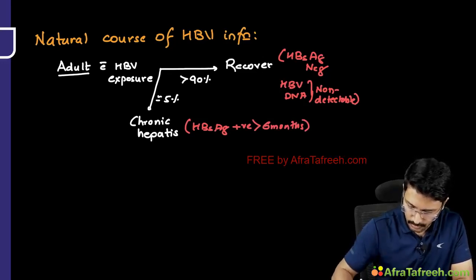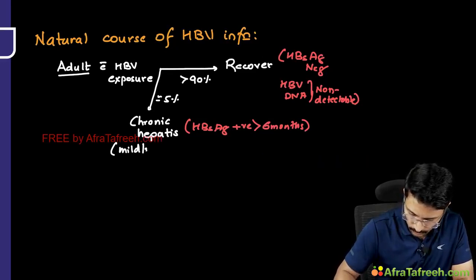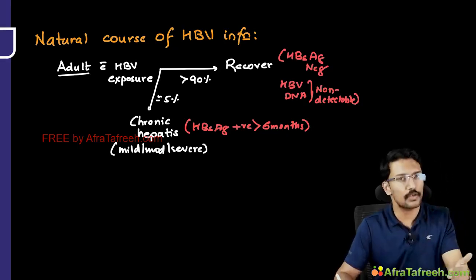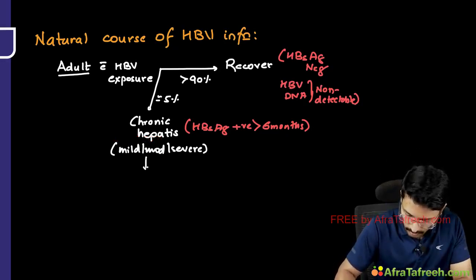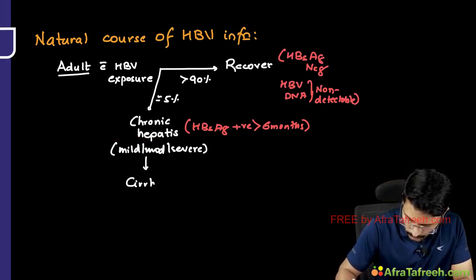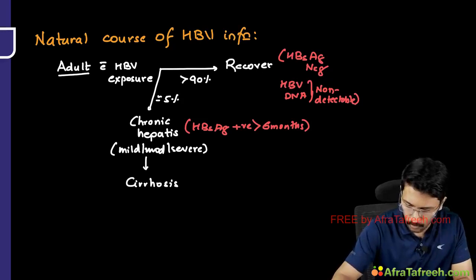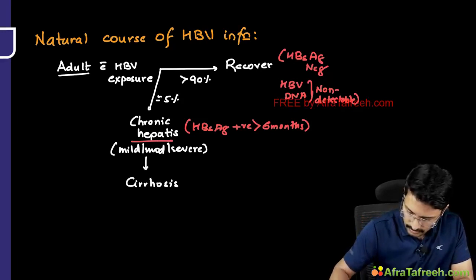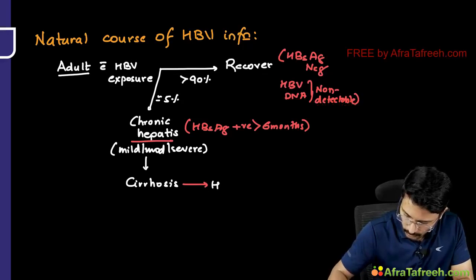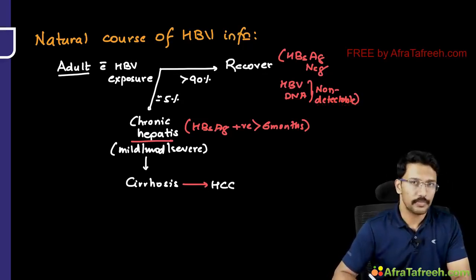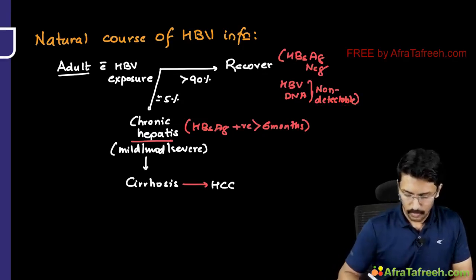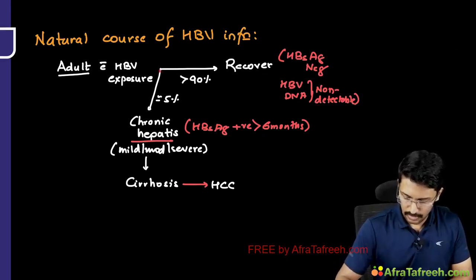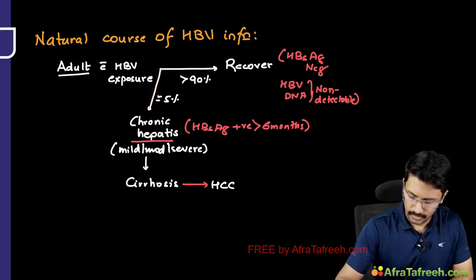Now this chronic hepatitis can be of whatever grade, mild, moderate or severe. Depending on that, there will be rate of progression towards the cirrhosis, right? So when there is chronic hepatitis, body is mounting an immune response and that can lead to cirrhosis. So among the patients who develop chronic hepatitis, only few of them are going to develop cirrhosis. From the cirrhosis, there is obviously the risk of development of hepatocellular carcinoma, right? Clear? Okay. Now the question is, what decides the recovery versus chronic hepatitis, right?